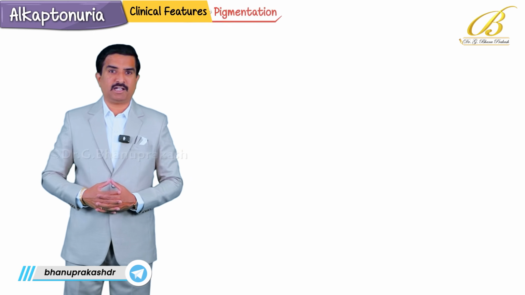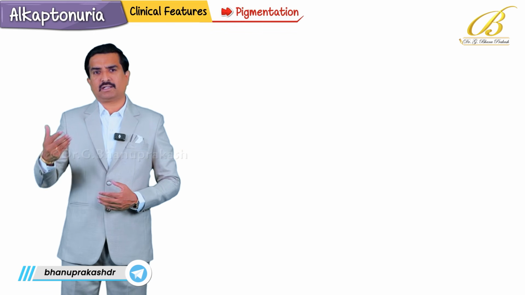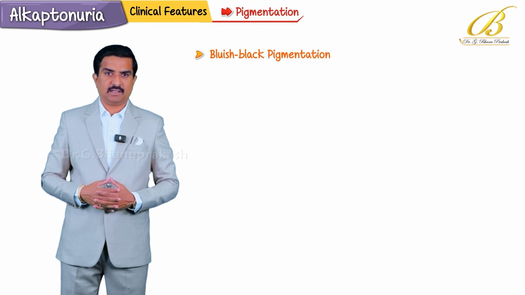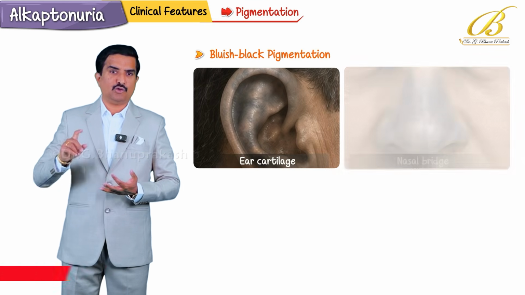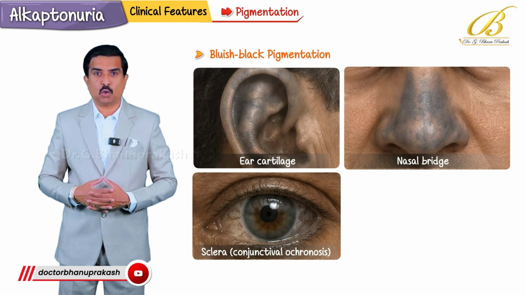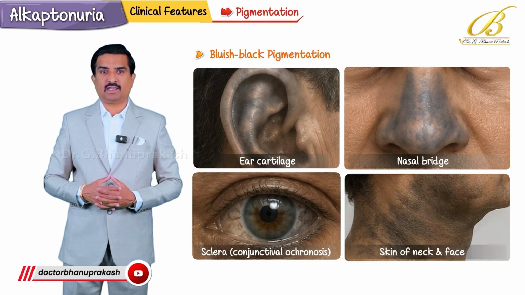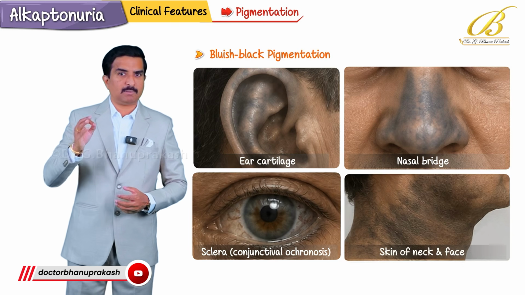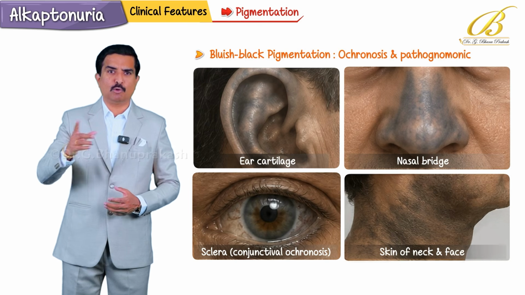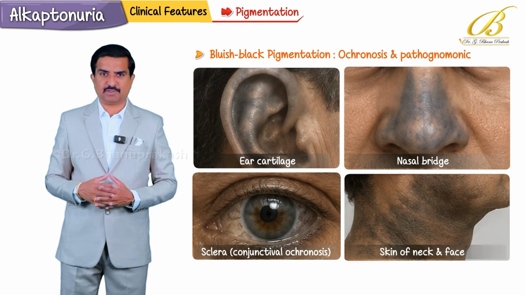And next is the pigmentation changes. Over time, bluish-black pigmentation appears in the ear cartilage, nasal bridge, sclera, that is conjunctival ochronosis, and skin of the neck and face. This pigmentation is known as ochronosis and it is pathognomonic for alkaptonuria.